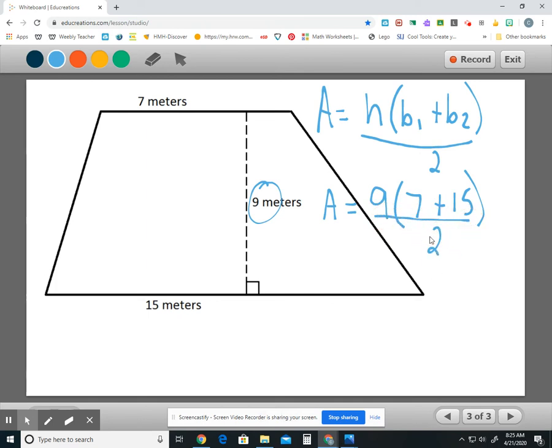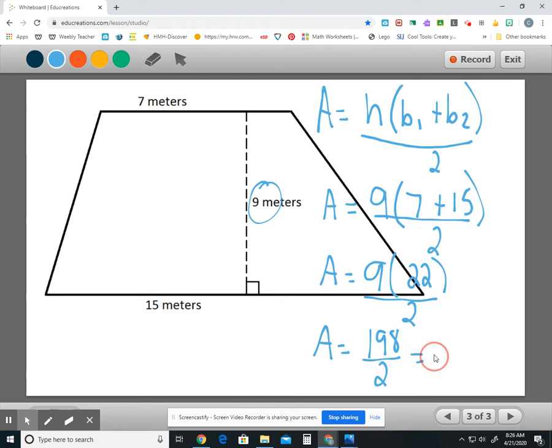At this point, I need to make sure I am following the order of operations, and I need to do what's in parentheses first. So I need to do the addition. So it's going to be 9 times, well, 7 plus 15 is 22. And then I'm going to take that whole answer and I'm going to divide it by 2. I go back to my calculator. Again, you should always be using calculators for this. Area is equal, I do my 9 times 22, and I get 198. I'm going to take my 198 and I'm going to divide that by 2, and that gives me area is equal to 99 meters squared.